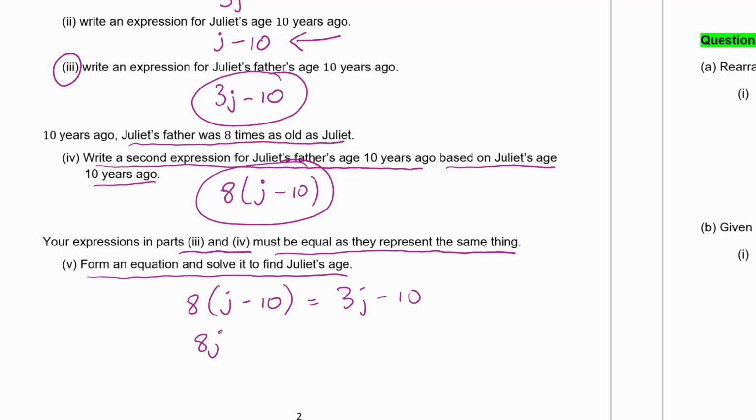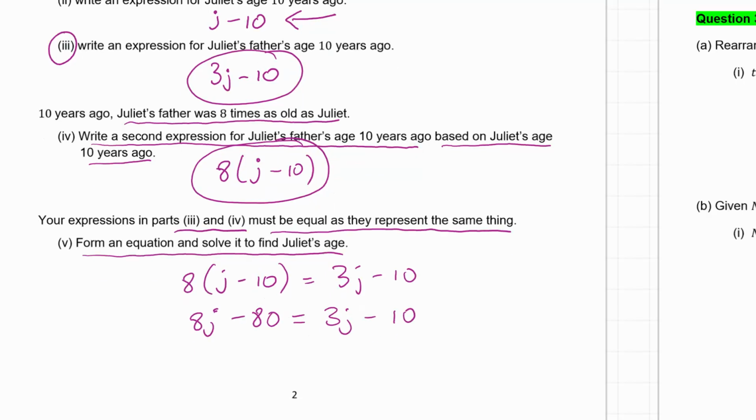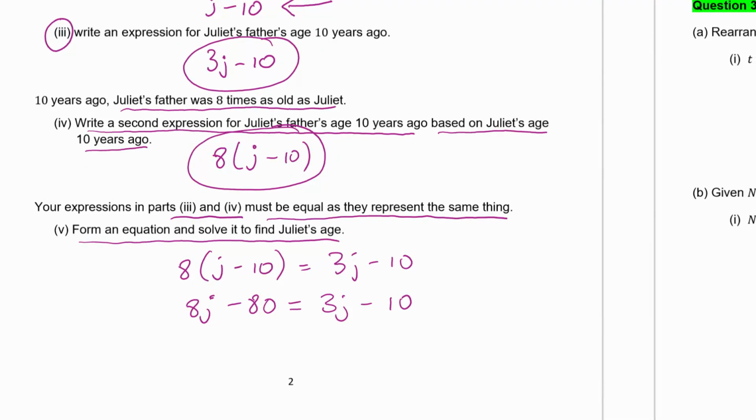That gives me that 8J take away 80 is 3J take away 10. If I subtract 3J from both sides, I get 5J minus 80 equals negative 10. Add 80 to both sides, gives me 5J equals 70, and then divide both sides by 5, giving me that J is equal to 14.